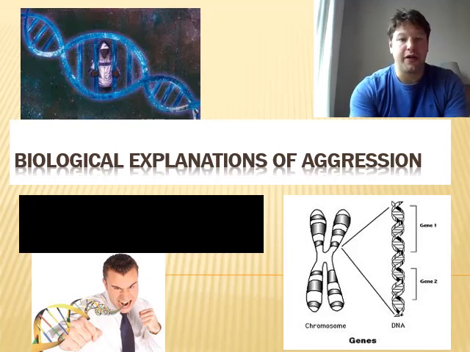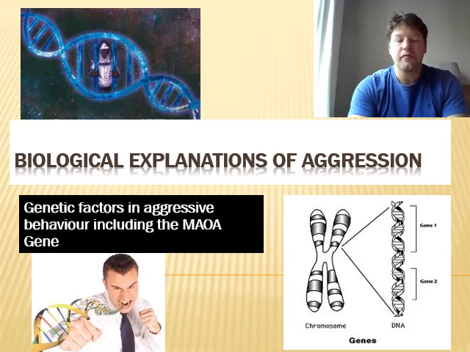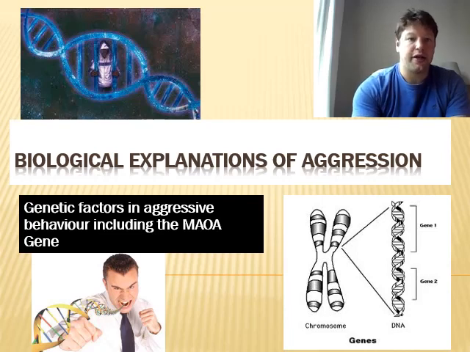But biological explanations of aggression, what it comes from the spec is genetic factors in aggressive behaviour, including the MAOA gene, and we're going to learn a bit about where that is, what that is, and the effect it's had. So make a note of that, and let's get cracking.